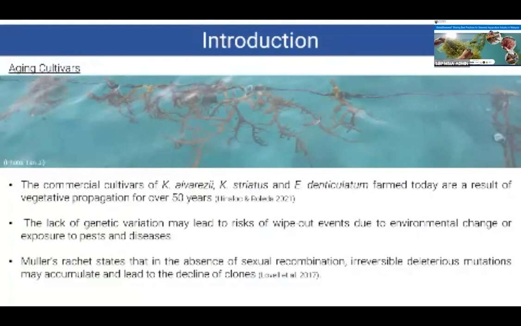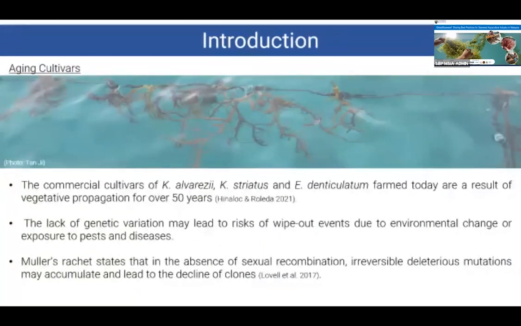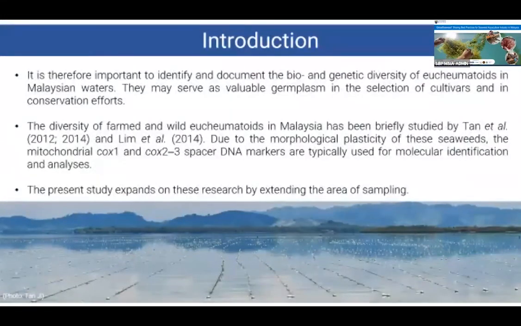In the case of eucheumatoids, there's still a lot to do before good cultivar selection can be performed in Malaysia. One of these is to actually document the diversity of eucheumatoids that we have here in the country. Documenting the biodiversity and genetic diversity of eucheumatoids in Malaysia will aid in conservation efforts and also identify valuable germplasm, the first step towards cultivar selection.